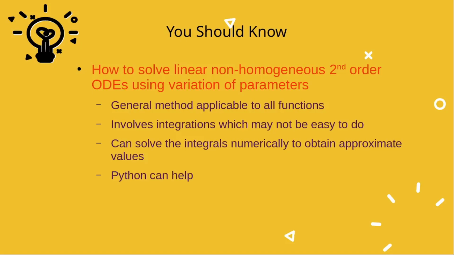And of course, Python can help because there are some built-in libraries, particularly with SciPy, that can help you do this. So with a little bit of Python, with a little bit of mathematics, you'll be able to solve a wide range of second order non-homogeneous ordinary differential equations using the method of variation of parameters.